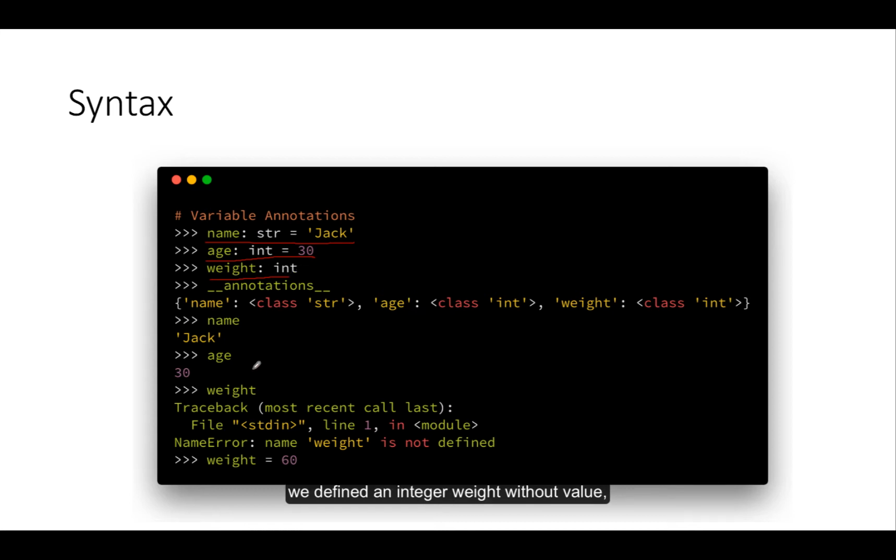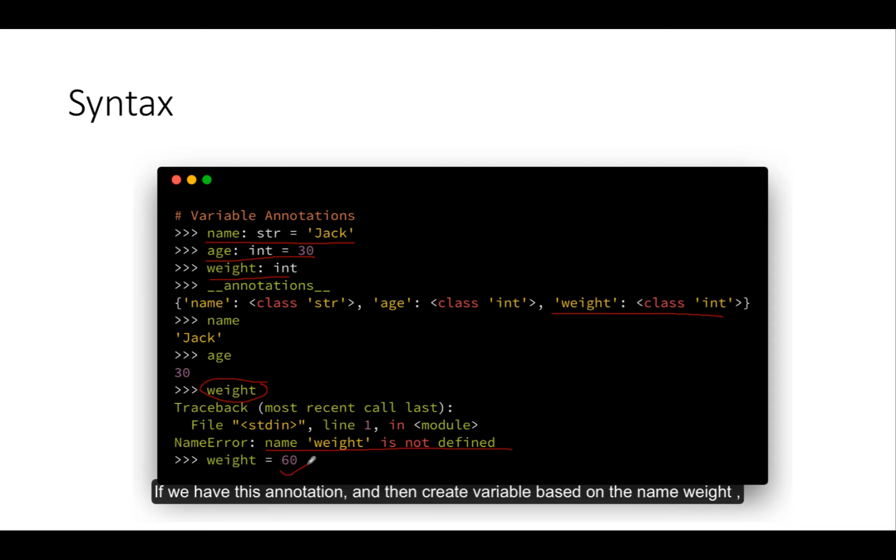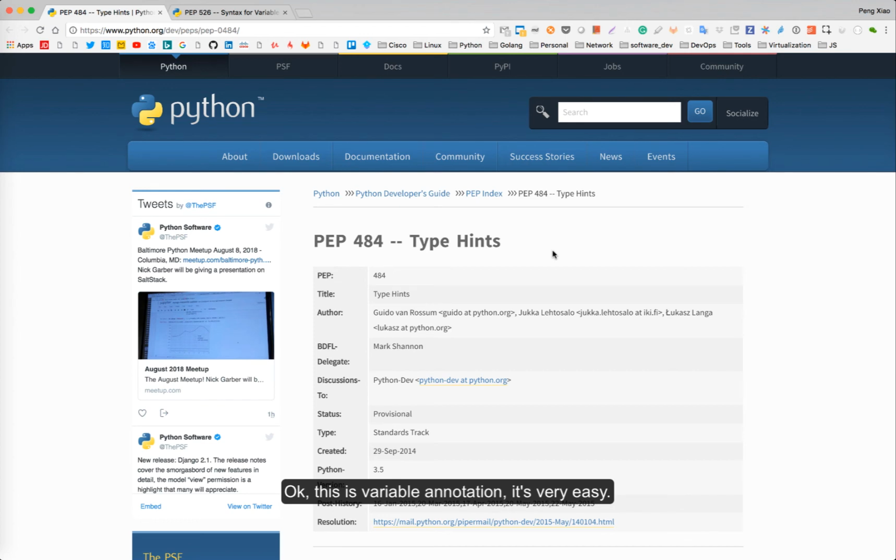We defined an integer weight without a value, so although we can find the key in underscore annotations, if we want to access the variable, it will trigger a NameError exception: weight is not defined. So here, weight is only for annotation or type hint. If we have this annotation and then create a variable with the name weight, we do not need to do the variable annotation again. Okay, this is a variable annotation.